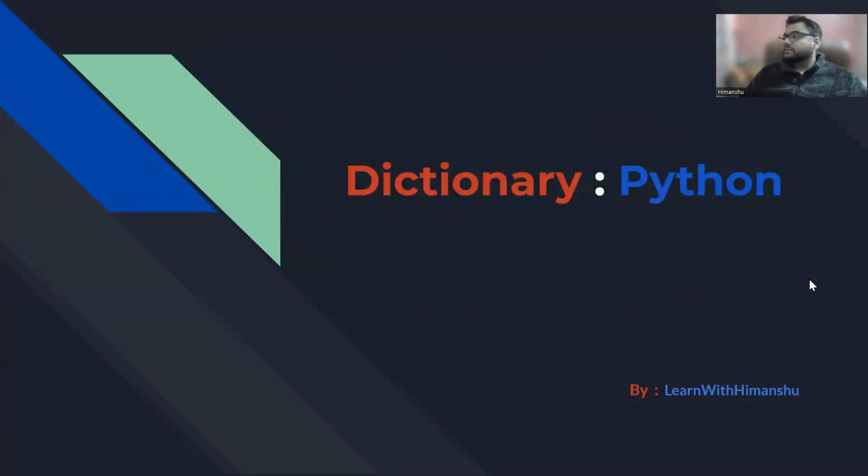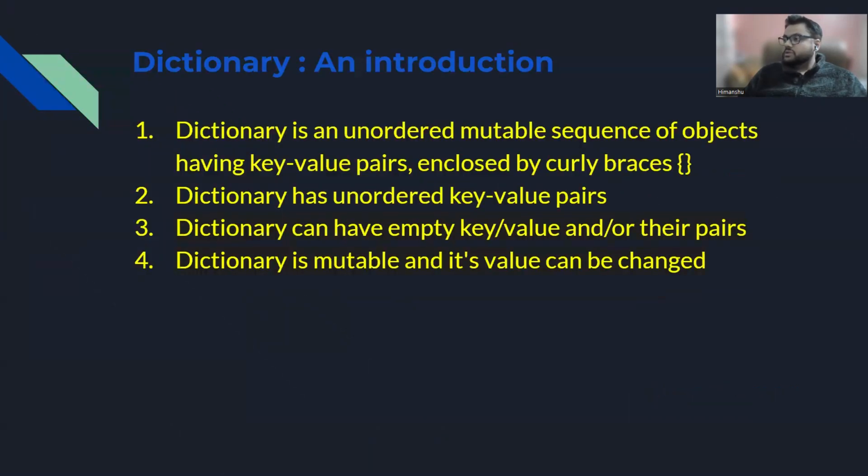Hello, hi. Let's dive into dictionaries in Python now. So, a dictionary is an unordered mutable sequence of objects having key value pairs, and they are enclosed by curly braces. So, dictionaries have unordered key value pairs. This is an important point. And also, dictionaries can have empty key value pairs.